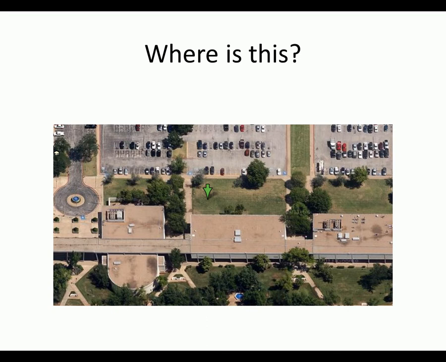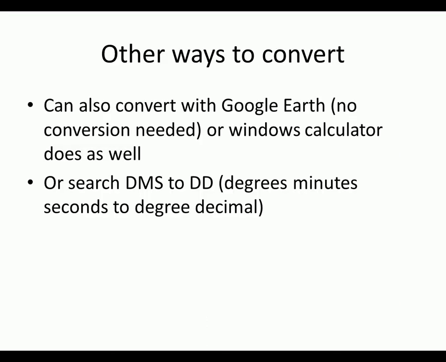It's awesome. I have a GPS in my phone, GPS in my car, GPS in everything nowadays. So that's where this is. You can also convert on Google Earth. You can actually just type it in with the 35, 97, whatever. You can type it straight into Google Earth and it'll go right there.